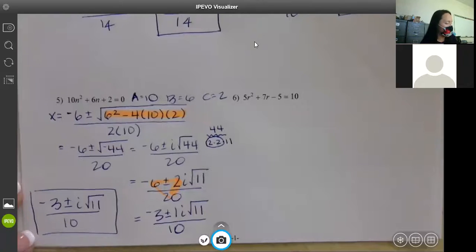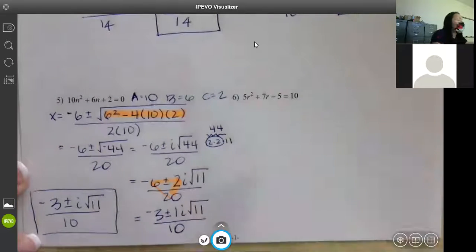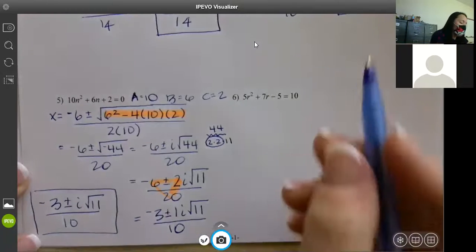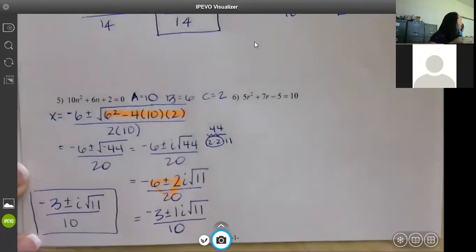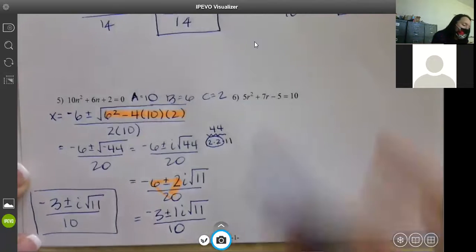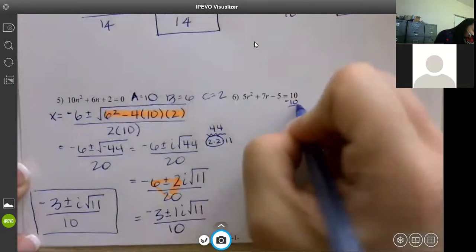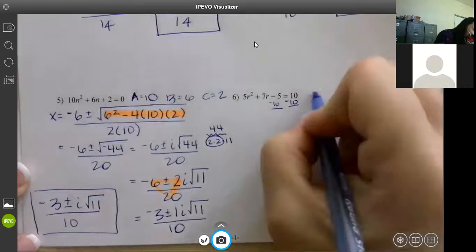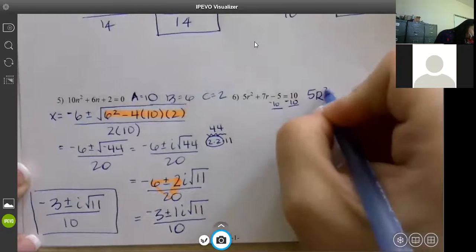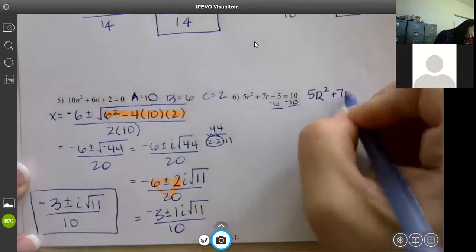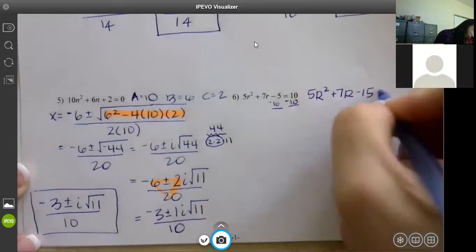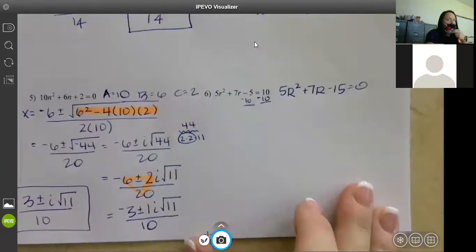What's different about number 6? It's not equal to 0. So how do I get it equal to 0? Ooh, before what? Just move it over. Move that 10 over. If you can divide by 5 after that, take that GCF out, you can, or you can just wait till the end and it'll come out itself, okay? So we're going to move that 10 over. So we're going to subtract 10. Then we get 5r squared plus 7r minus 15 equals 0.